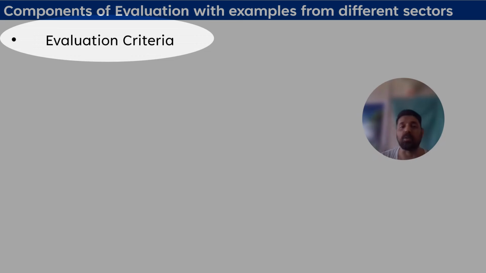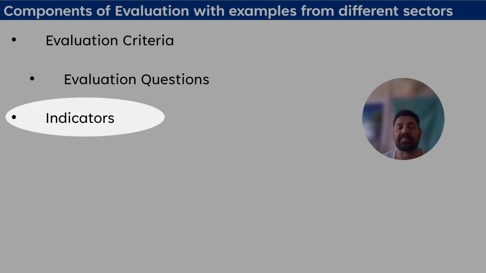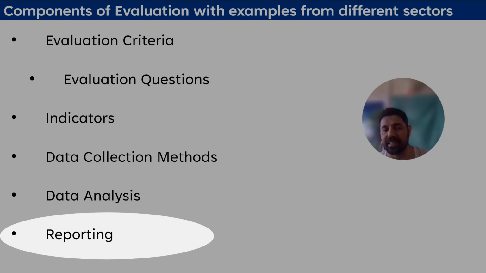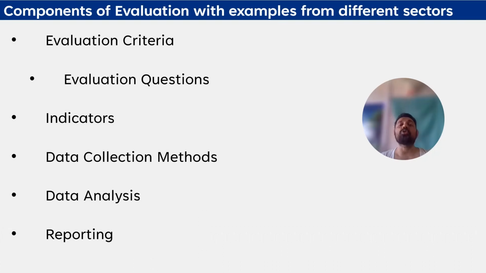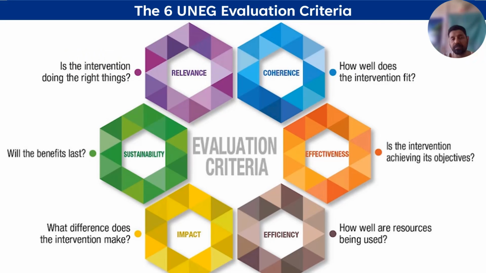The first one, evaluation criteria. Then there are evaluation questions. Then we have indicators, data collection methods, data analysis, and reporting. We will discuss each one with detailed examples from all sectors. First, let's discuss UNEG evaluation criteria, which is very important. You might have seen this before also.